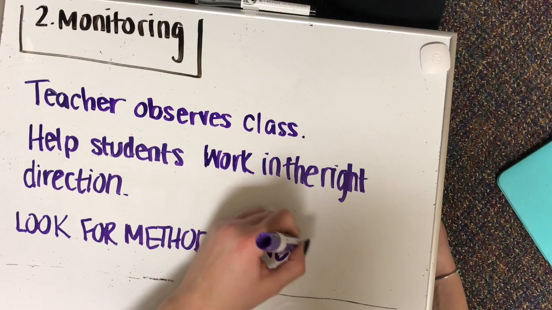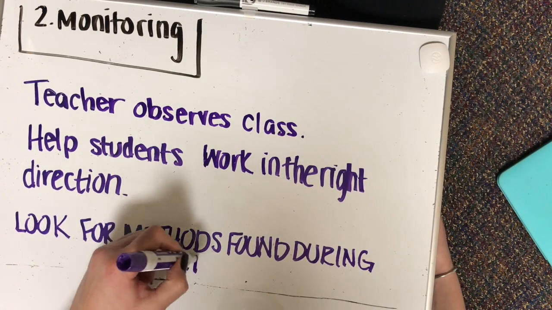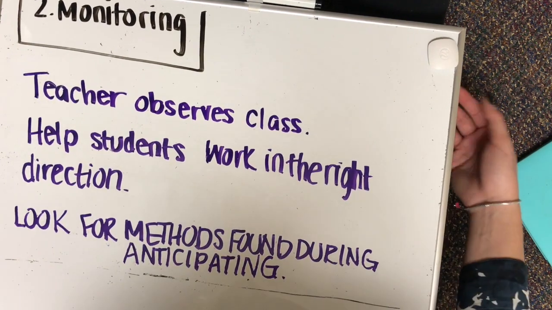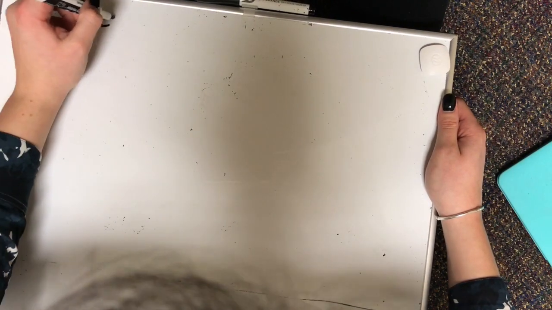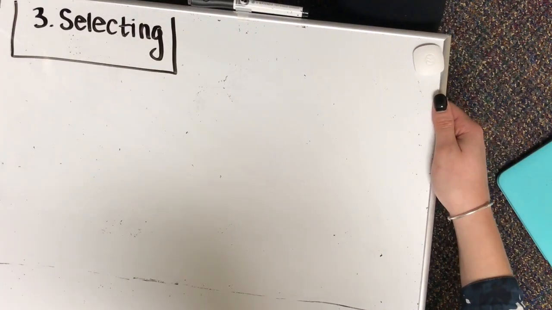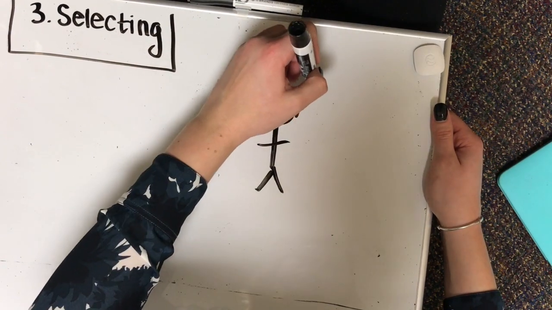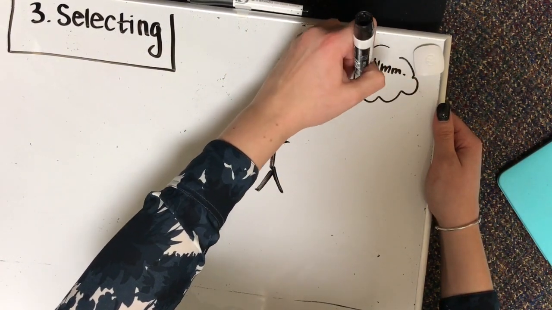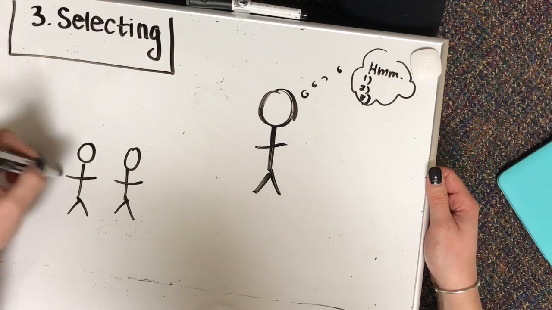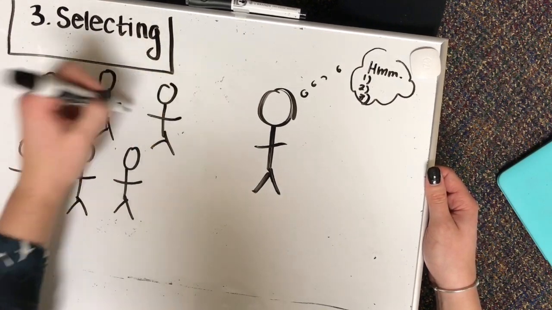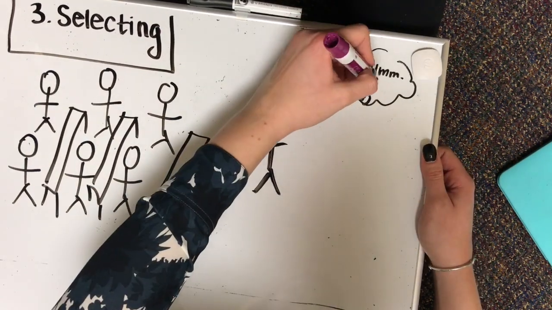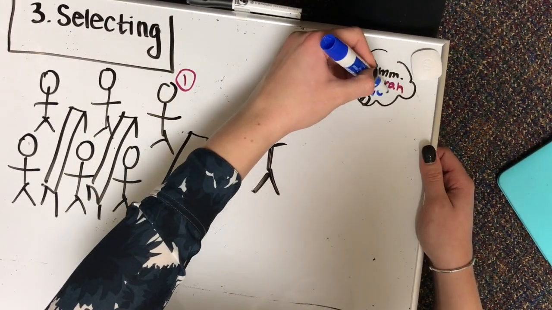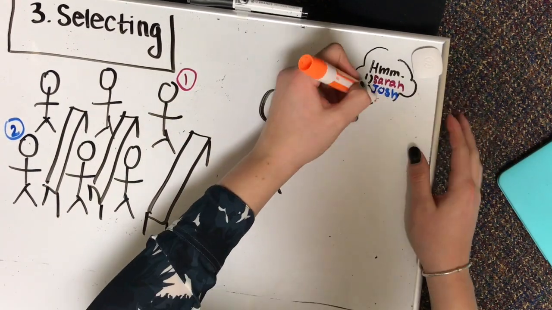And you want to look for those methods that you were anticipating. You want to look for those methods in your monitoring of their work and their solutions, so that you're not caught off guard with their answers and not understanding where they got it from. Your third one is selecting. So after you've monitored and during anticipating, you're going to be wanting to think of how you're selecting this, but you're going to want students to present their observations and their solutions to the class.